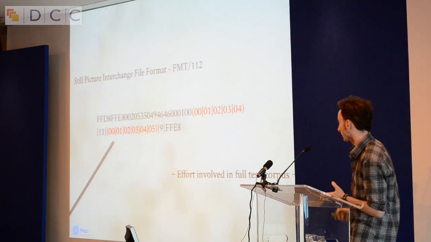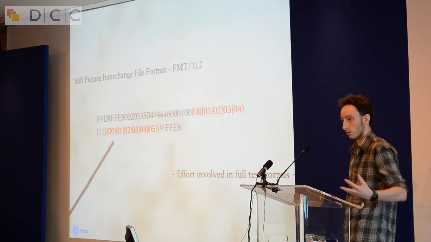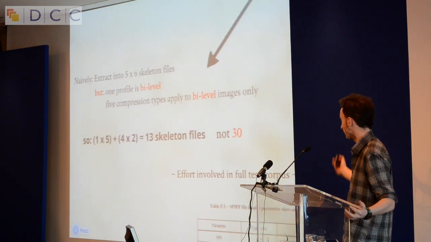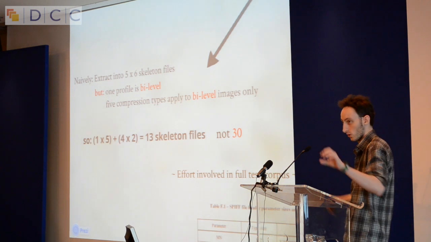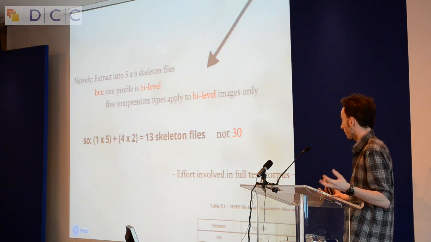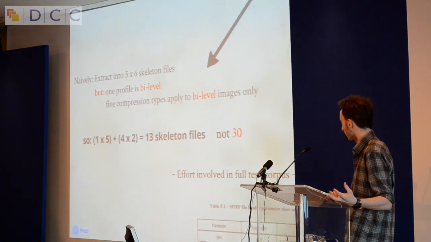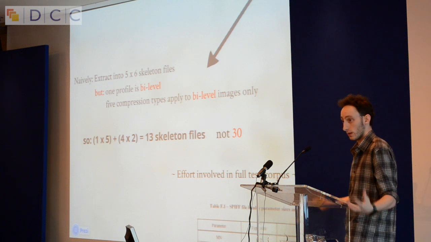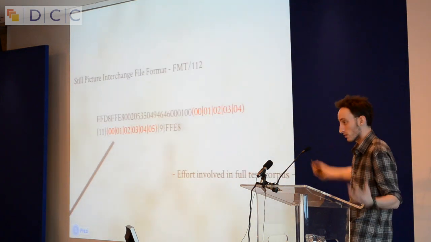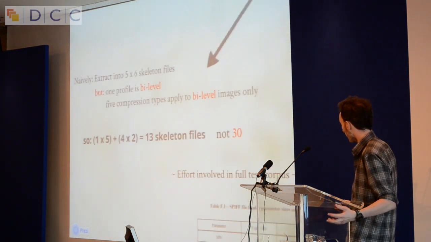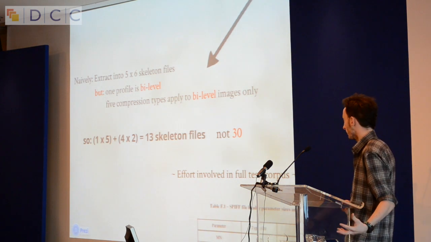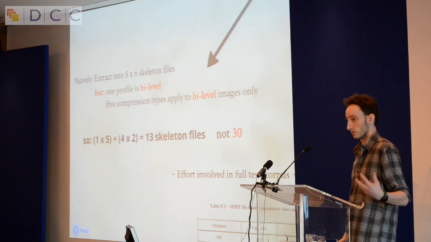If I were to naively take that syntax and try to convert it automatically into more skeleton files, I could end up with 30 skeleton files, 5 by 6 different options. But what those 2 bits of syntax represented was profile ID within the SPIF file format, and one profile ID is for byte-level images. The second bit of syntax represents the compression types you can have in the SPIF file format. And there are 5 of those that apply to byte-level images only. So I'm not needing to create 30 skeleton files, I'm only needing to create 13.